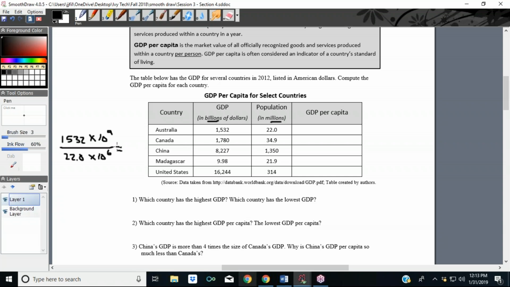And then we want to put our answers in dollars and cents. And so we want to not have a power in our answer. We just want to have what is the answer. And when I divided those, I got $69,636 and 36 cents. And so I'd like you to try that and make sure you can get that on your calculator.